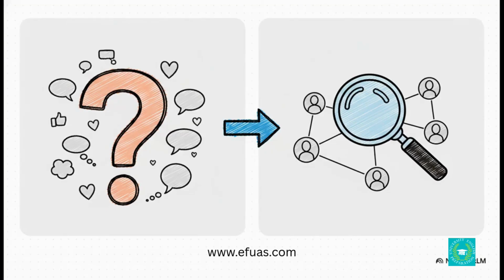A common hook might be a simple question, right? Something like, did you know that social media affects how we communicate? Now, let's see how we can change that. The academic style would be, social media has significantly influenced patterns of human communication in contemporary society.